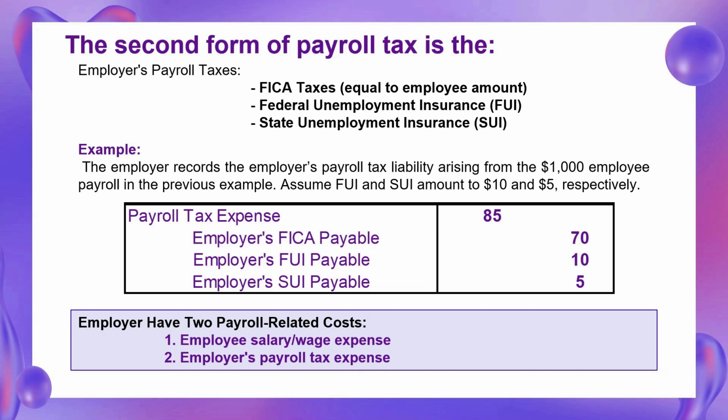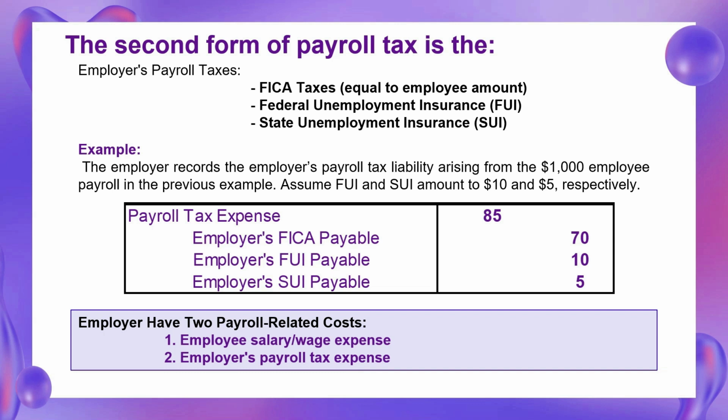The second form of payroll tax is referred to as employer payroll taxes. The first one was the employee's payroll taxes. These are taxes that are the employee's cost, to be paid to the government by the employer through withholding. An employer's payroll tax is a tax on employers for the simple privilege of having employees.